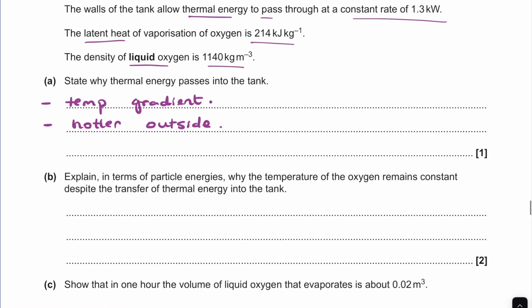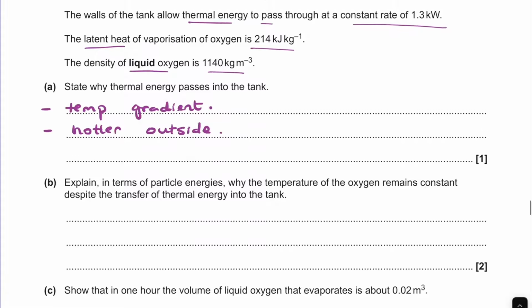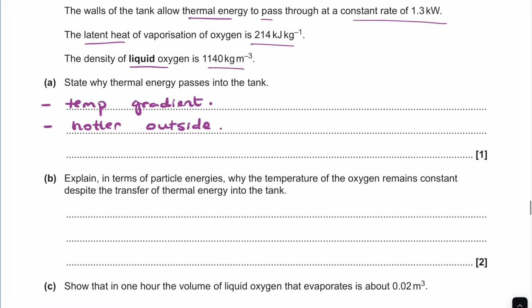Part B. Explain why the temperature of oxygen remains constant despite the transfer of thermal energy into the tank. That is because potential energy increases and kinetic energy is constant. Thermal energy increases the internal energy, but potential energy increases instead of kinetic energy. That's why the temperature remains constant.